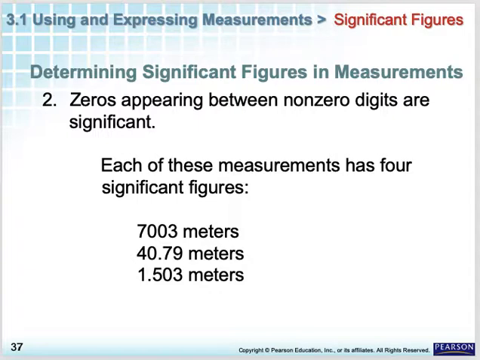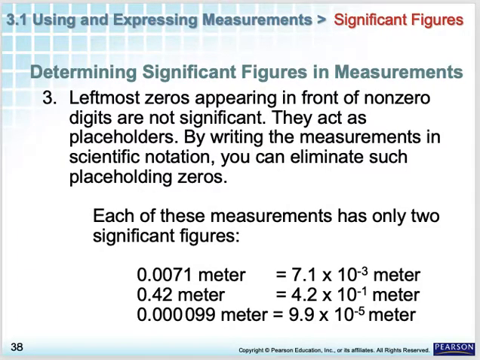Zeros that are between two non-zero digits, like 7003, are what you call captured zeros, and they are significant always. Zeros to the leftmost appearing in front of non-zero digits are not significant. I call these leading zeros. So in the case of 0.0071 meters, those 3 zeros listed in this number are not significant. If I were to put them in scientific notation, they would disappear.